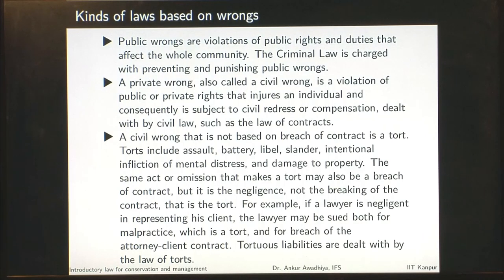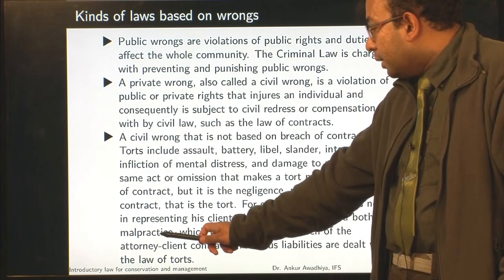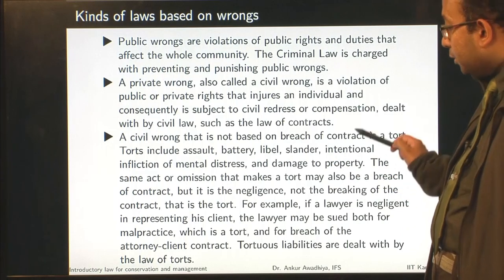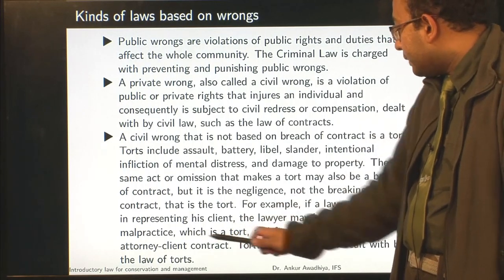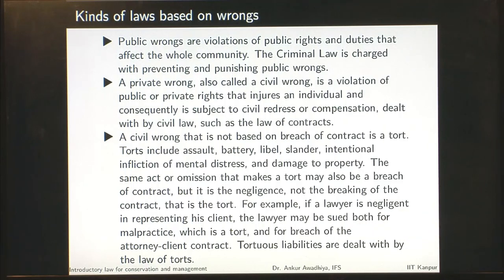The same act or omission that makes a tort may also be a breach of contract, but it is the negligence, not the breaking of the contract, that is the tort. For example, if a lawyer is negligent in representing his client, the lawyer may be sued both for malpractice, which is a tort. So, basically, it is saying that the lawyer did malpractice, that is, he was negligent. And because he was negligent, he has to pay for it. And also for breach of attorney-client contract. So, he can be sued for both of these things together. And tortious liabilities are dealt with by the law of torts.